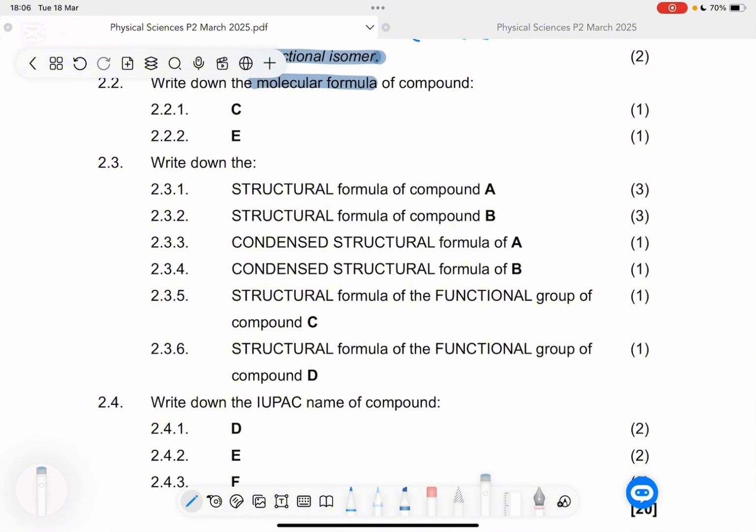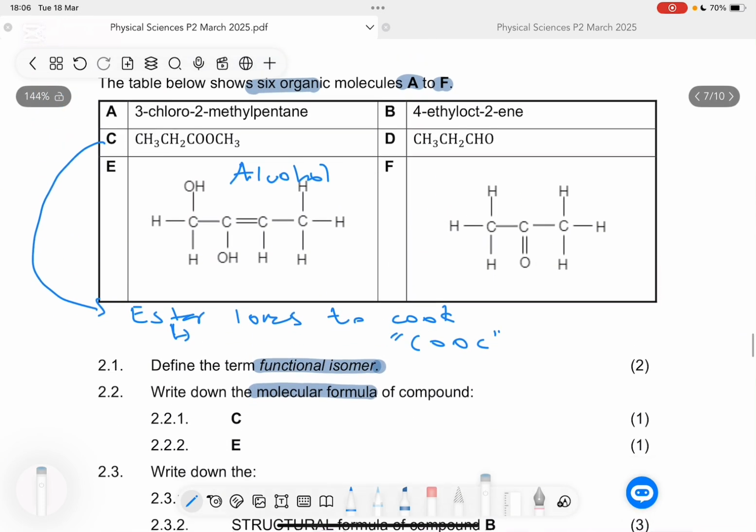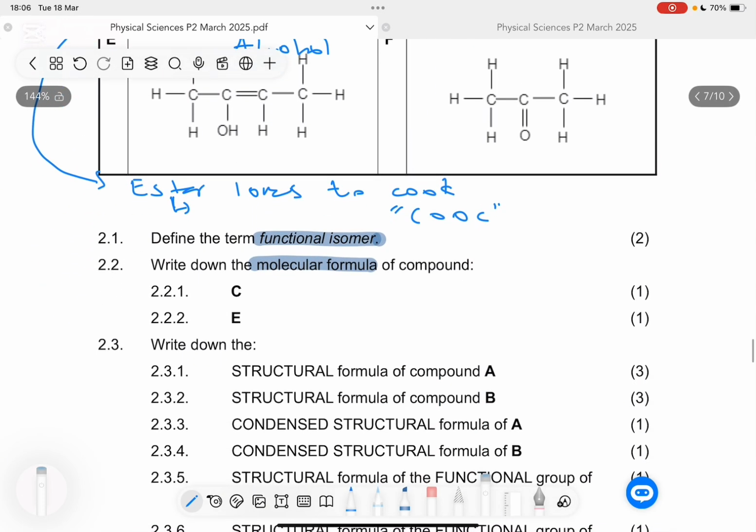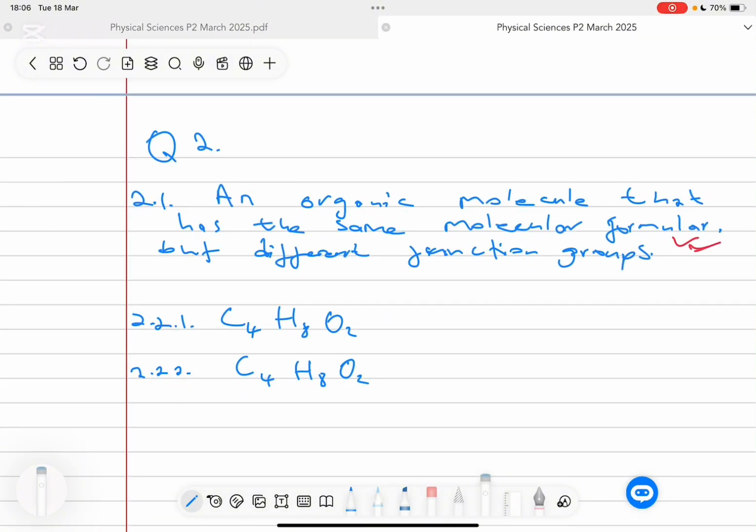Now we will move on to question 2.3, which says write down the structural formula of A. As expected, if you're given a name, you could be requested to write the structural formula. To do a structural formula, we can interpret further this name of A. We can see that our main chain is given by pentane. That means it has 5 carbon atoms.